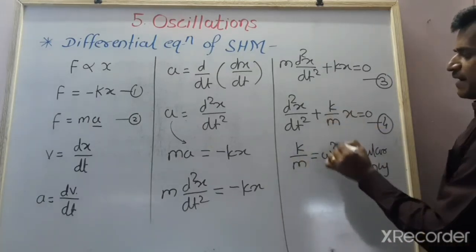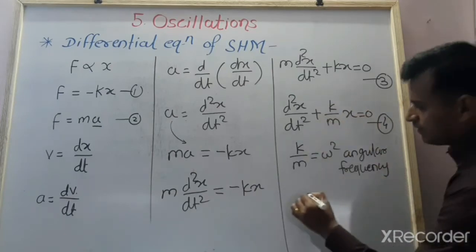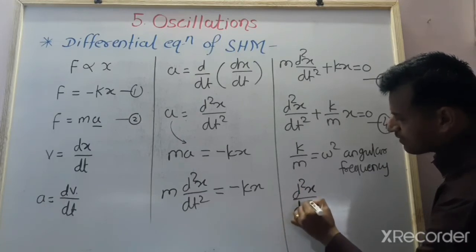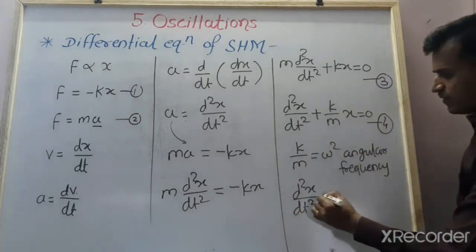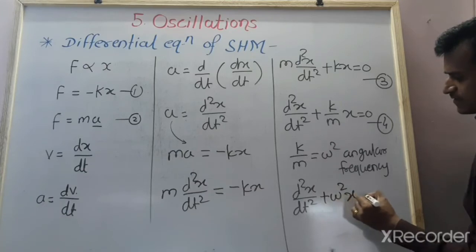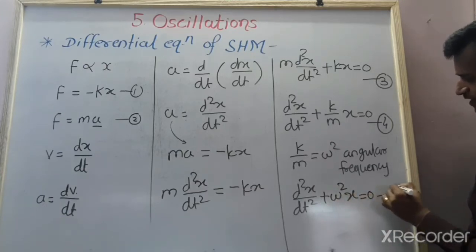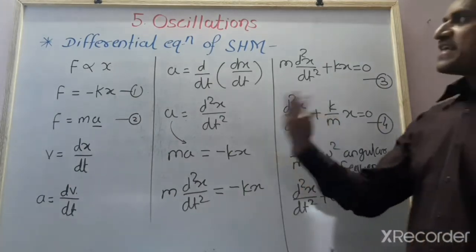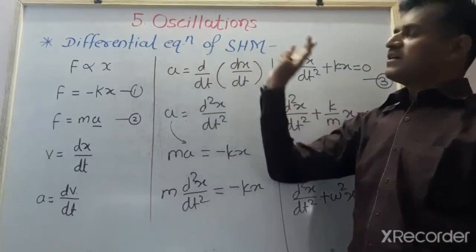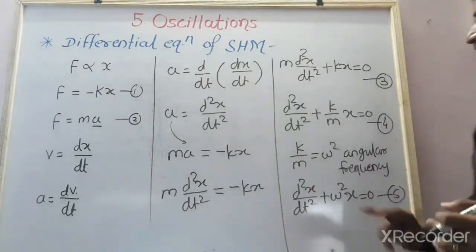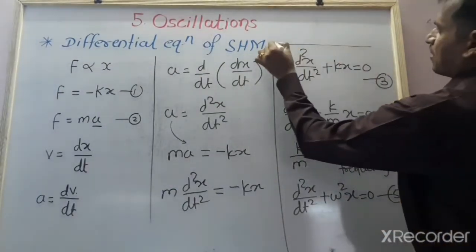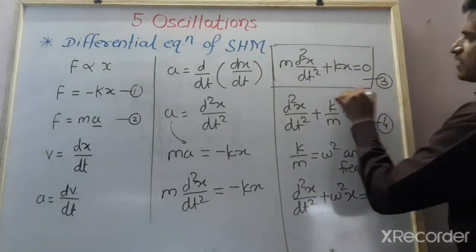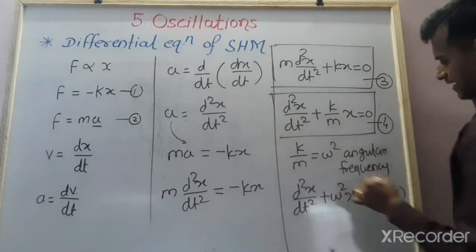K upon m is omega square. Then equation 4 becomes d2x by dt square plus omega square into x is equal to 0. Equation number 5. These equations number 3, 4 and 5 are the various forms of the differential equation of simple harmonic motion. These are the three various modes of the differential equation: equation number 3, equation number 4 and equation number 5.